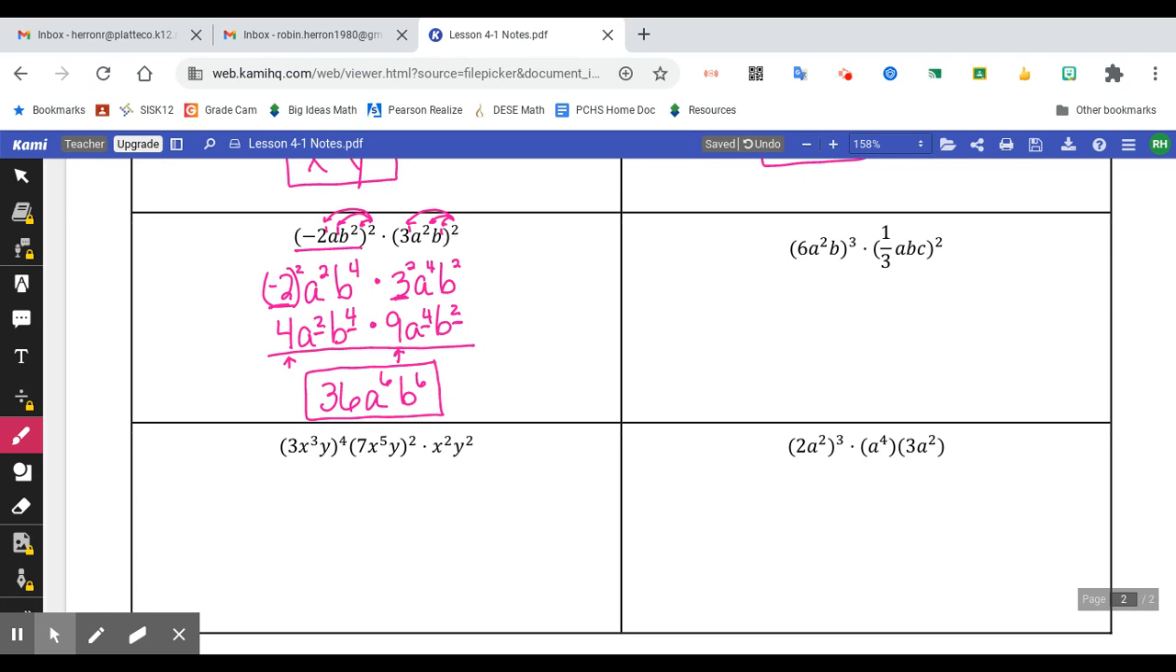Let's go again. 6a squared b to the third power. So again, this is going to be distributed.